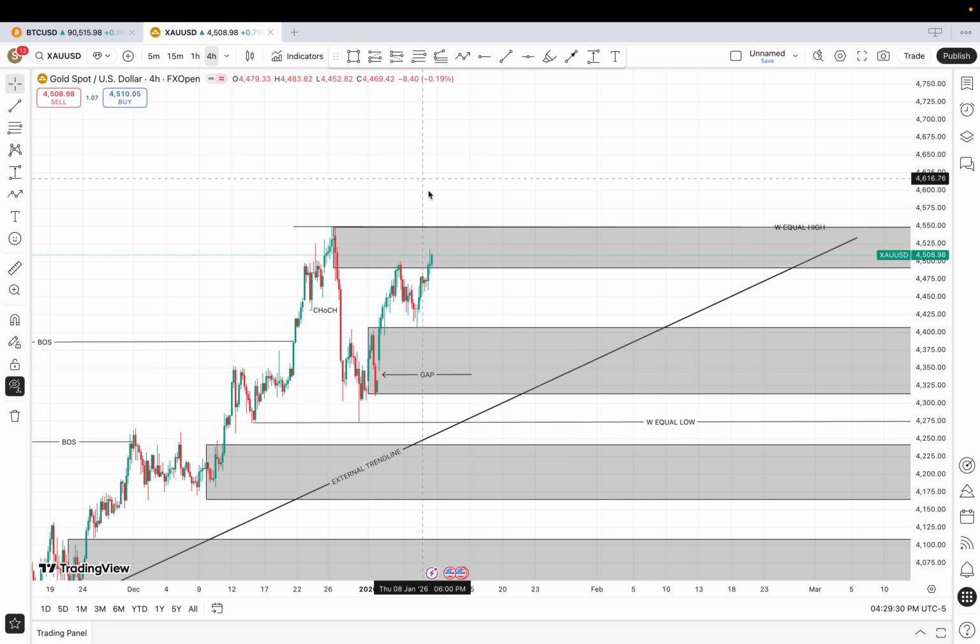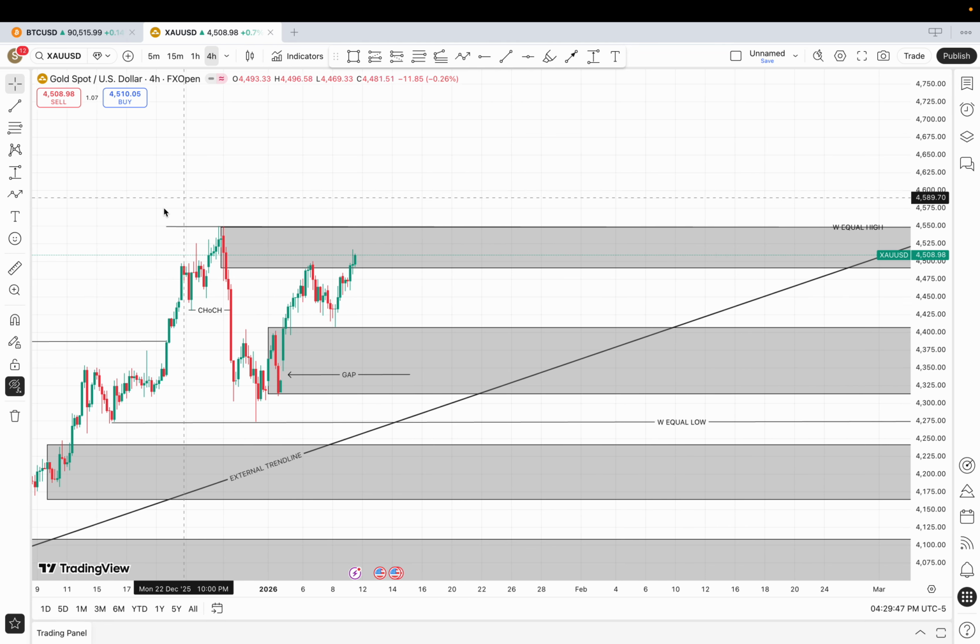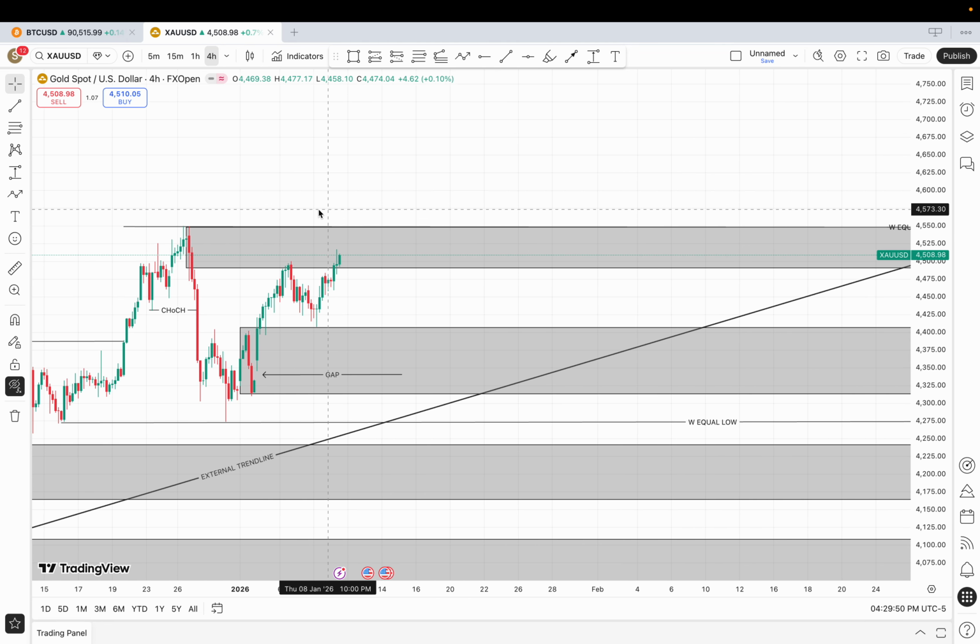Or the market will come and fill this gap without clearing the equal lows and go up. So that's when the rules come in: if this, then that. Now we are in the supply. To make the supply invalid, we need a candle closing above this. It could come and sweep it, leave a long wick. That doesn't mean the supply is invalid.